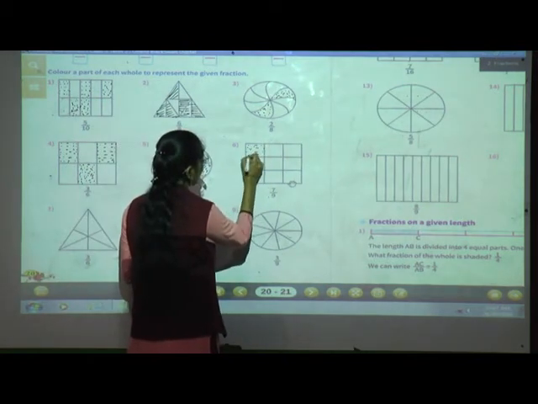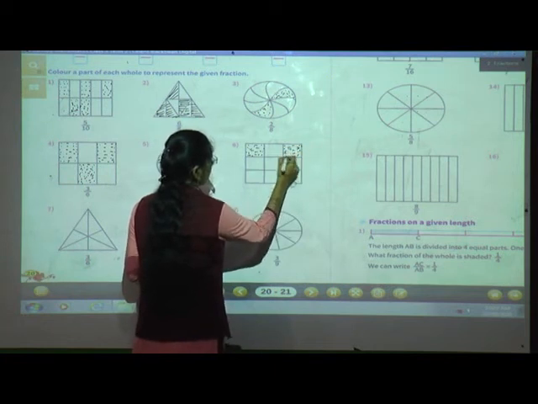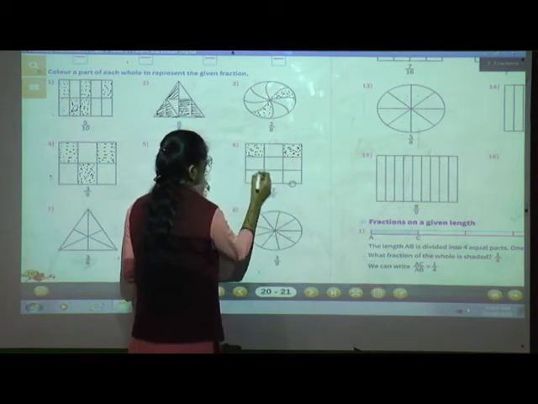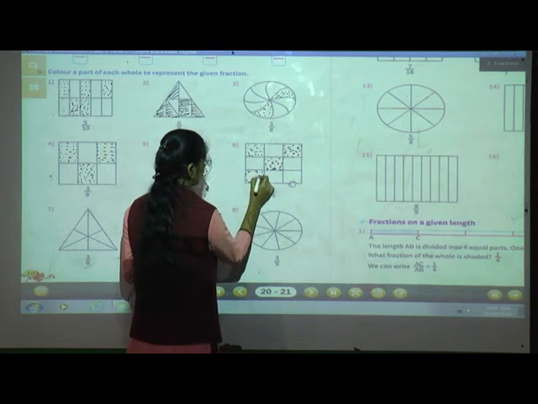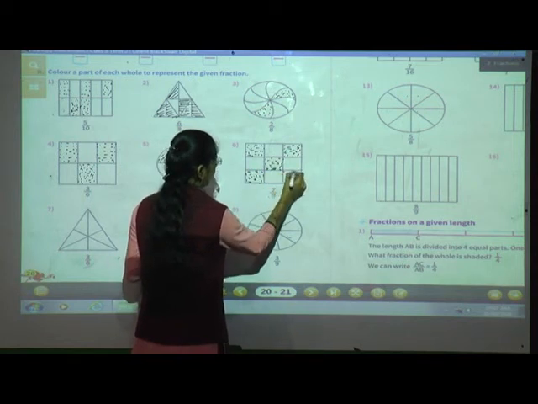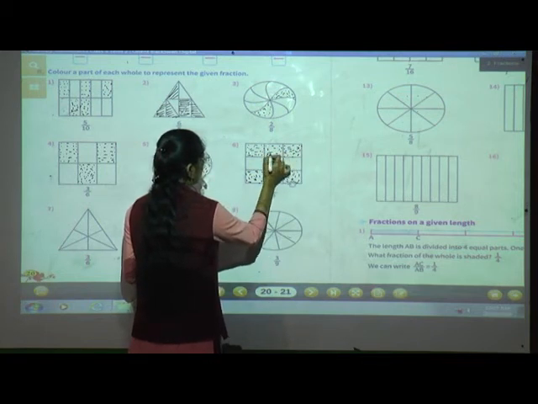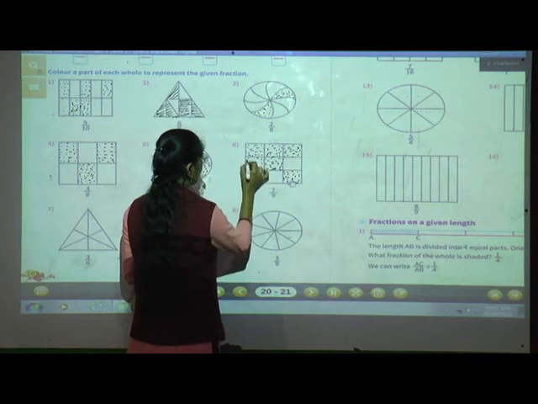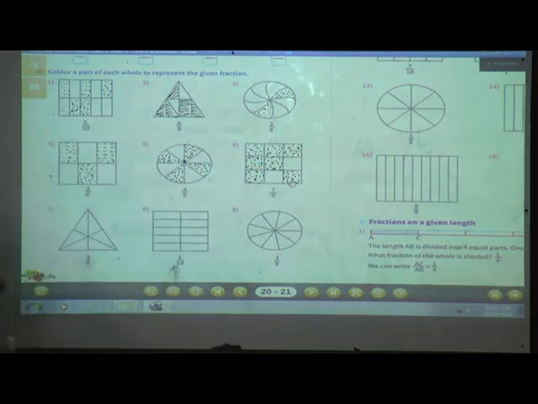This is first part, second, then third, this is fourth one, fifth one, then sixth, and here seventh. Any 7 parts you can color. Okay, so the fraction is 7 by 9.